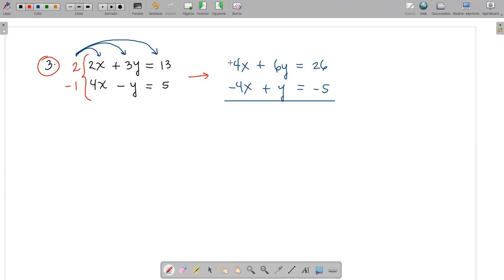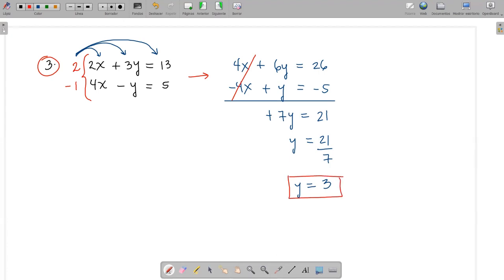So we're going to draw a line indicating that this column is equal to 0 because positive 4 minus 4 is 0. So plus 6 plus 1 is 7y. 26 minus 5 is positive 21. So 21 divided by 7 is equal to 3. Okay, so this is our first answer.